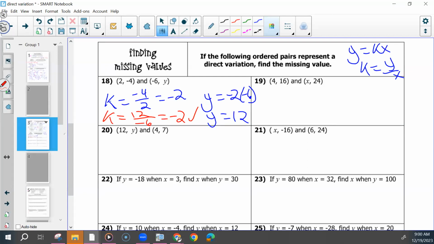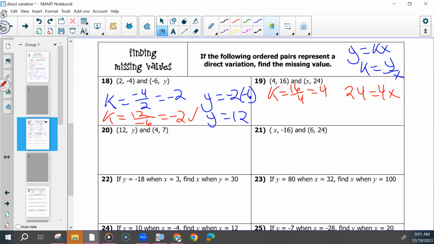Let's do another. So in this one, we were solving for y. Let's solve for x now. We have an ordered pair, so let's divide those. 16 divided by 4. So what is k? 4. Use that, put it in your new equation, y equals kx. We have y, we don't have x, so 24 equals 4x.